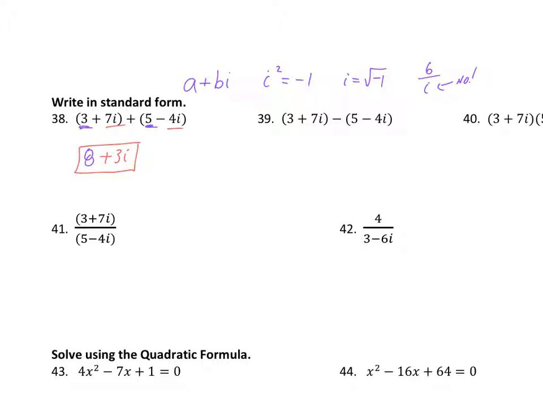Looks like the next one's a subtraction problem, so probably the best thing to do would be to distribute that minus sign through there. So it's going to be 3 plus 7i, minus 5, and plus 4i. And then go through those combining like terms. And so 3 and then -5, that would be -2. And then 7 and 4 i's would give me positive 11 i's.